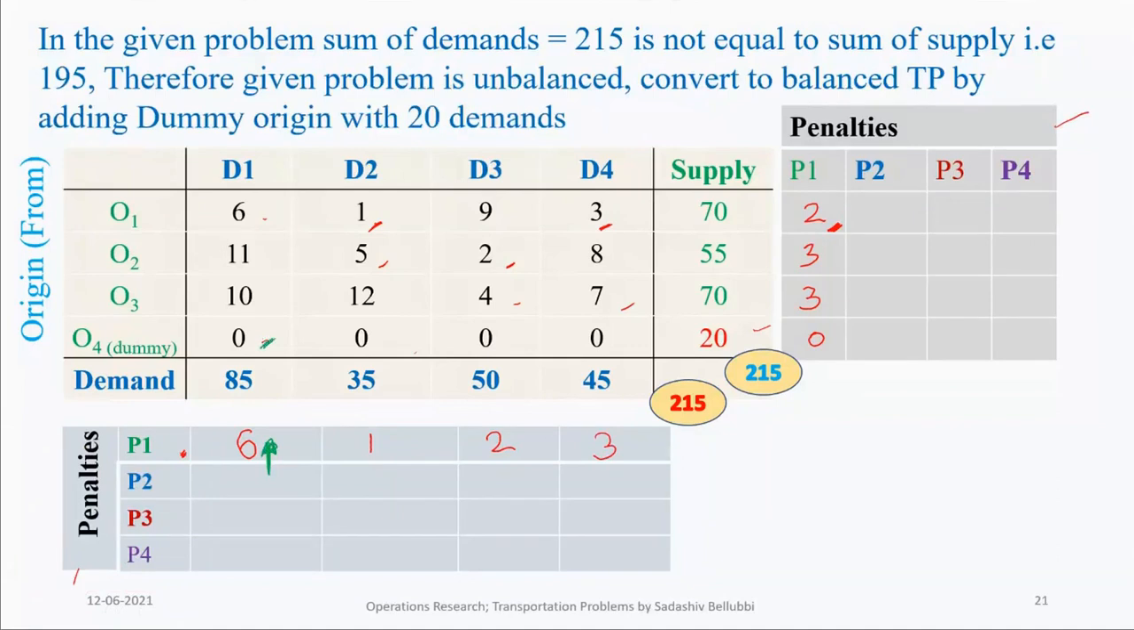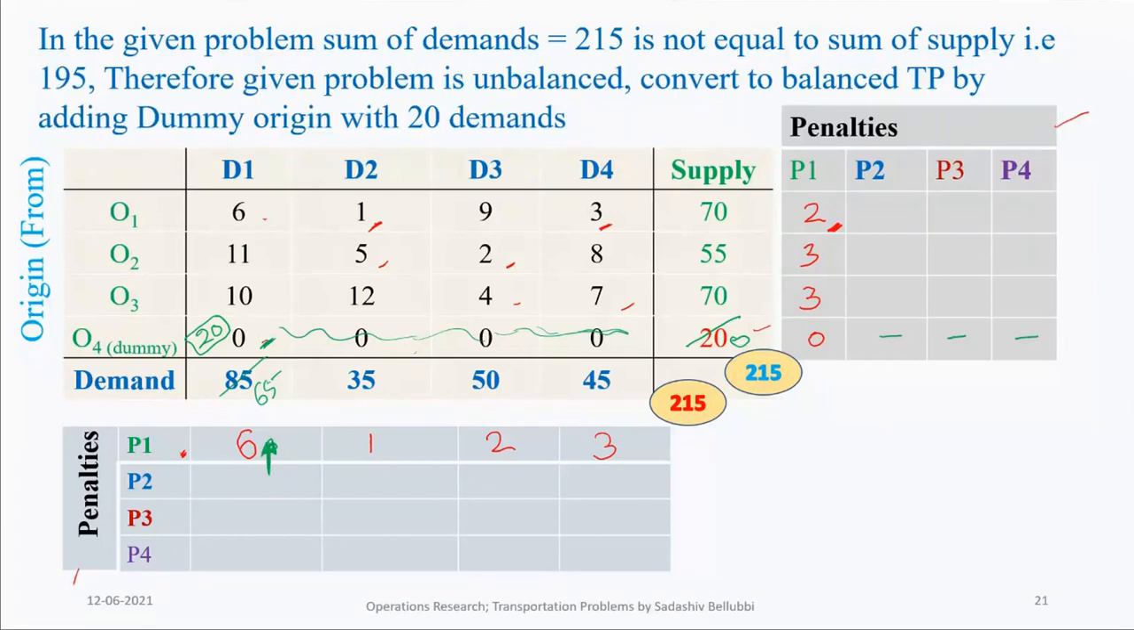For this cell, what is the supply and demand? The supply is 20 and the demand is 85. So we can allocate only 20, whichever is the least. If you allocate 20, the supply will be 0 and the demand will remain 65. With this, this row is satisfied, so we can cancel the fourth row. Then we need not find any penalties further. That's why we put a dash.